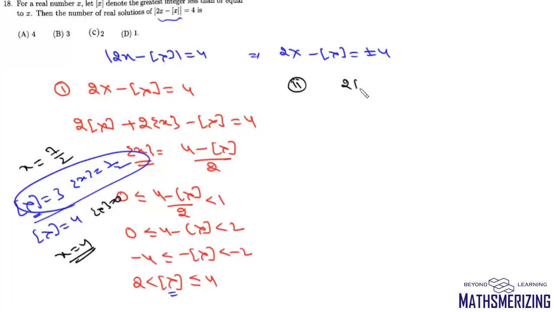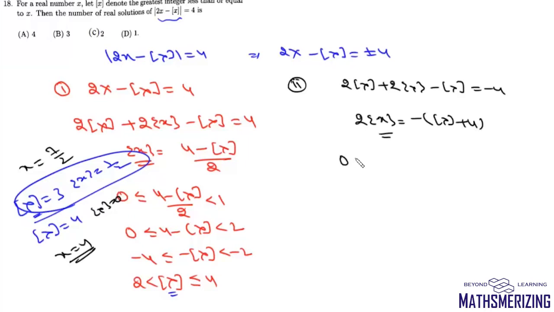Now here again, we can write 2 times greatest integer function of x plus 2 times fractional part of x minus greatest integer function of x is equal to minus 4. We get 2 times fractional part of x as minus greatest integer function of x plus 4. Now again it will lie between 0 and 1, so 0 less than or equal to minus greatest integer function of x plus 4 divided by 2, and it should be less than 1.